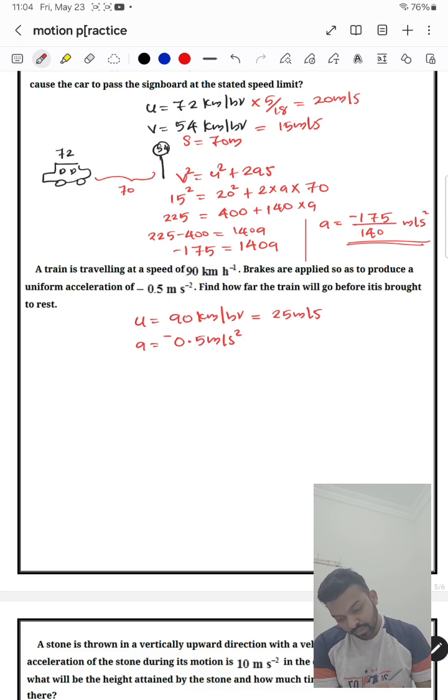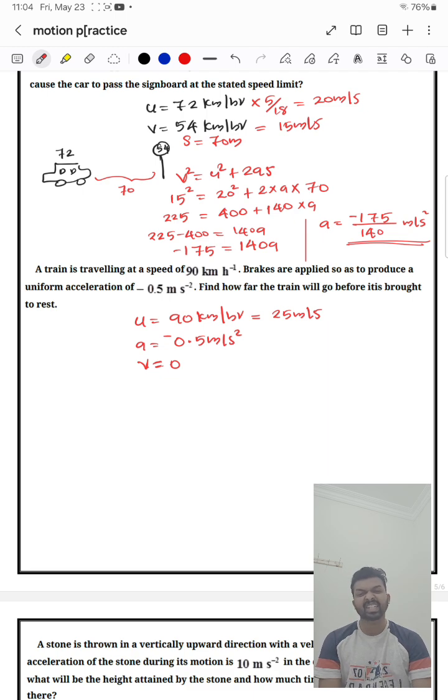How far will the train go before it is brought to rest? So V is equal to 0. We can't use this particular equation. Here V is given, which is equal to 0, and then acceleration is given, U is given. So we have to find the time here. V is there, U is there, A is there, time to be found.